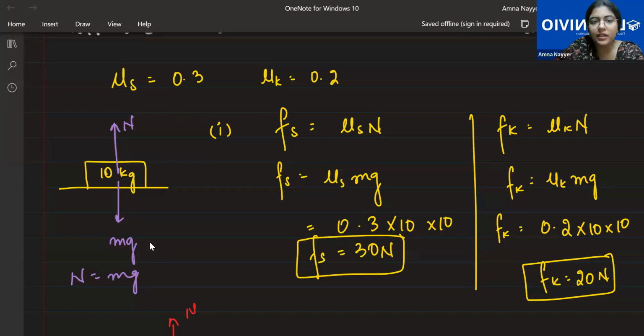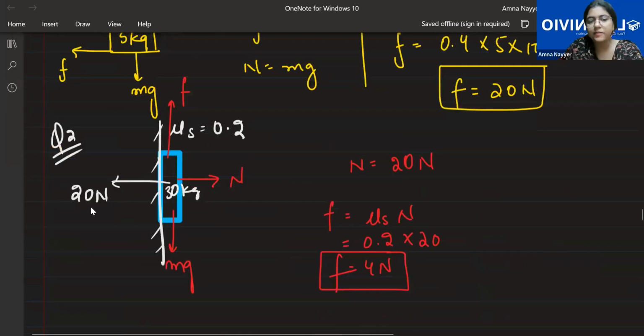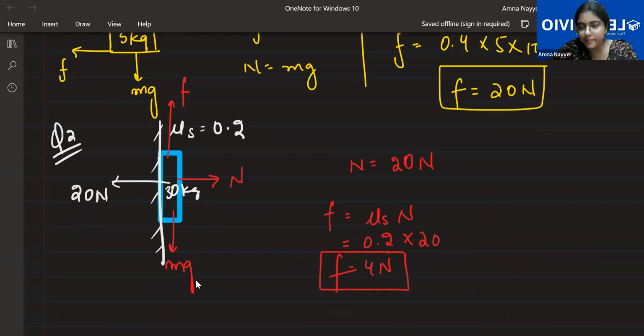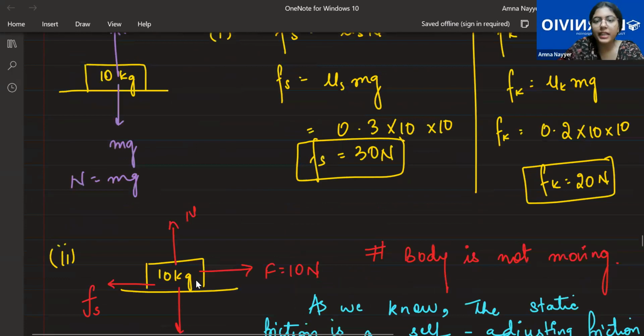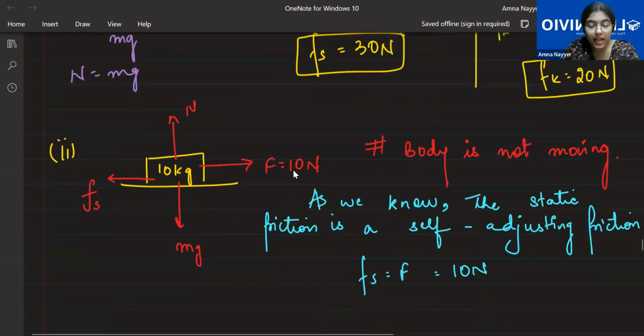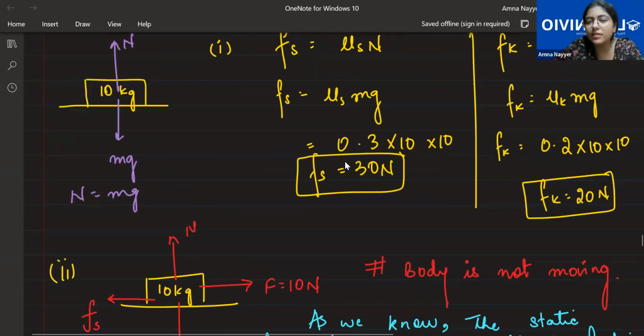Like look here, the applied force was acting 20 Newton. If this 20 Newton wasn't given to you, then your friction force would have been balancing this mg. You take the applied force into consideration. Here also we will be taking the applied force into consideration. 10 Newton has been applied, so static friction will adjust to 10 Newton. Otherwise, this would have been this 30 Newton. This is telling you this is the maximum value. 30 Newton can act.